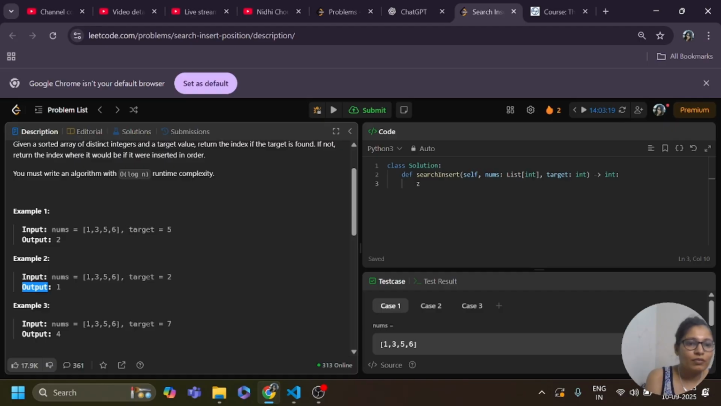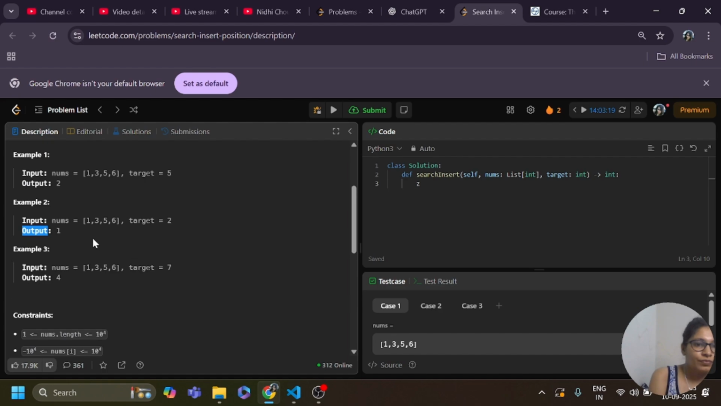Okay, return 1. If not, return the index where it would be if it were inserted in order. Okay, we need to find 2 in this list. If 2 is not here, then we need to return the index where it would be. So here this will be located where it would be in the list.